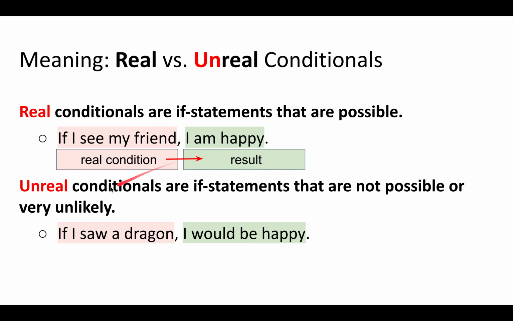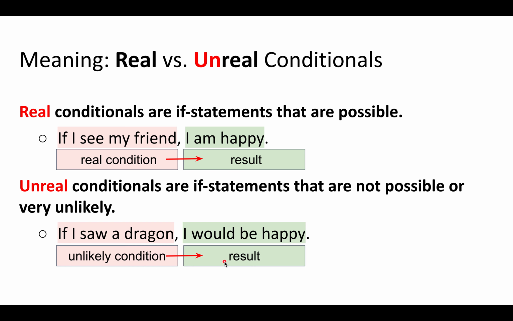On the other hand, unreal conditionals are if statements that are not possible or are very unlikely. For example, if I saw a dragon, I would be happy. The condition here, if I saw a dragon, is very unlikely. Dragons are not real. I cannot see them, I cannot touch them, I cannot even smell them. They don't exist. So it's a very unlikely condition. But this unlikely condition has a result. It's that I would be happy.